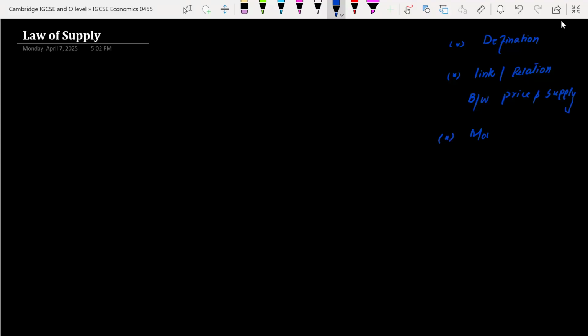Then we will discuss movement in supply. Under the head of movement in supply, we will discuss two most important concepts, and those will be extension in supply, where we will make the table and diagram as well, and the second, contraction in supply.